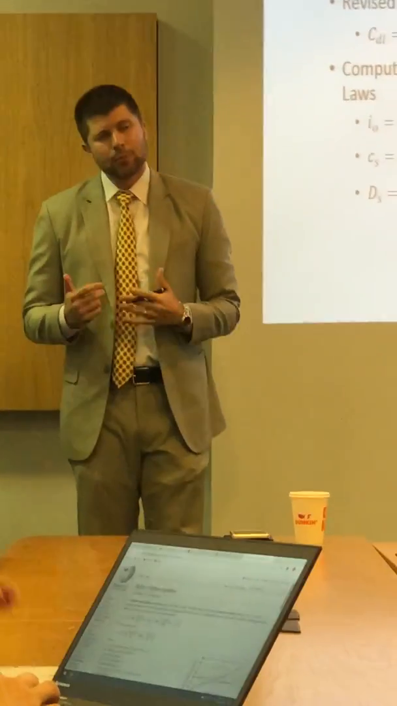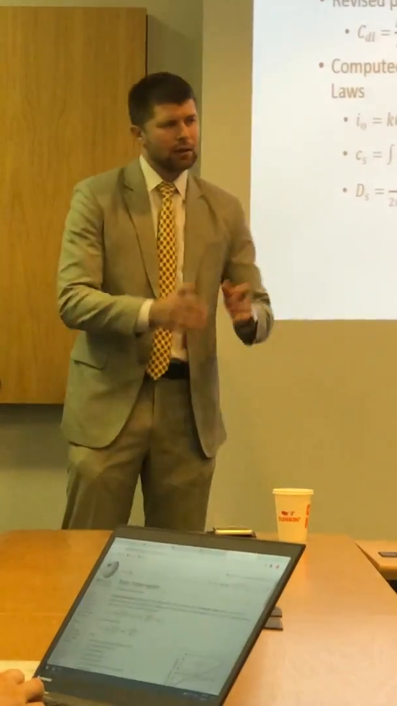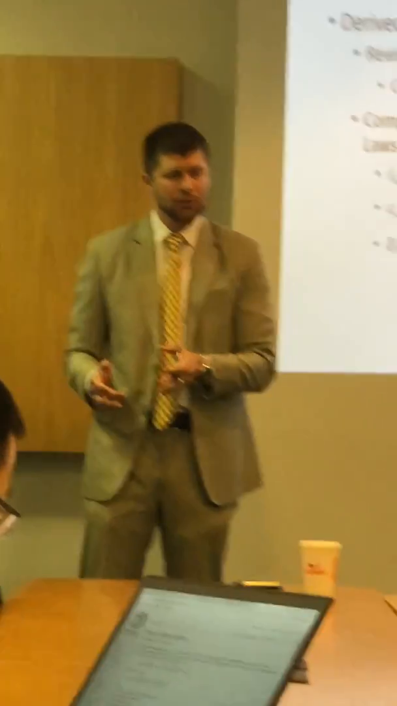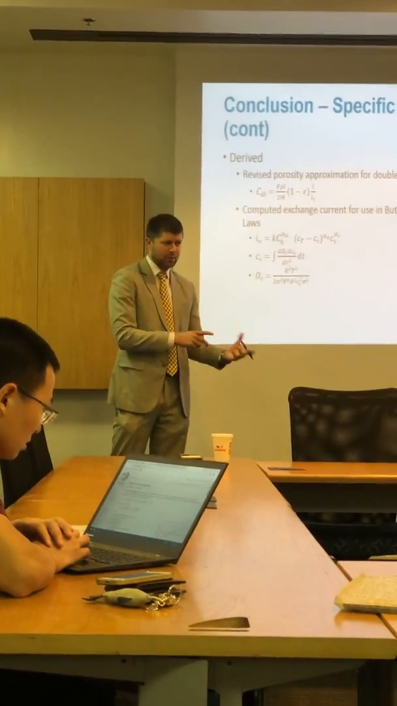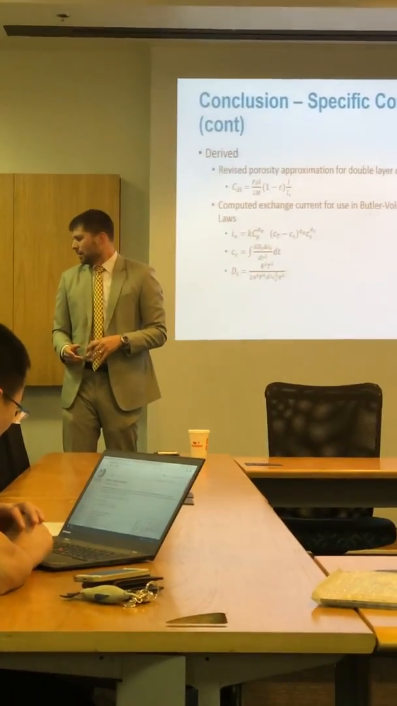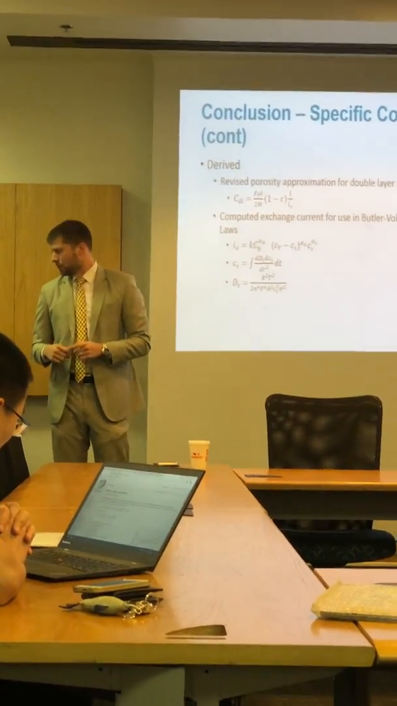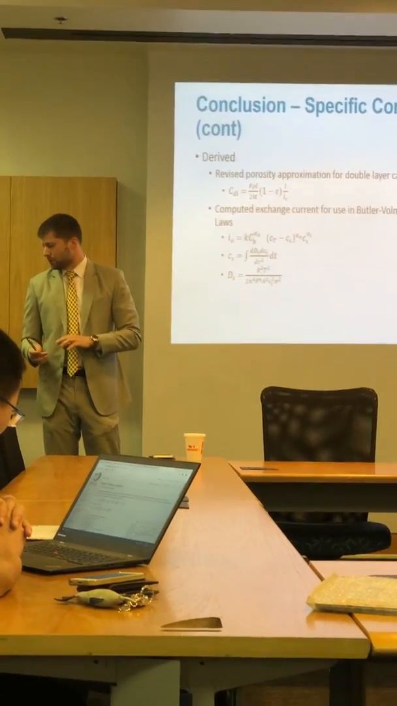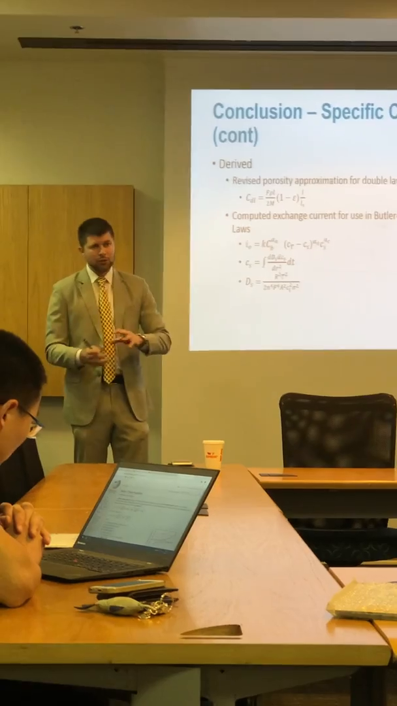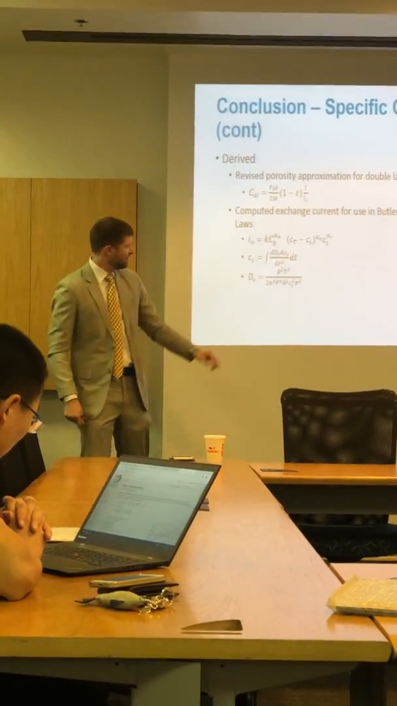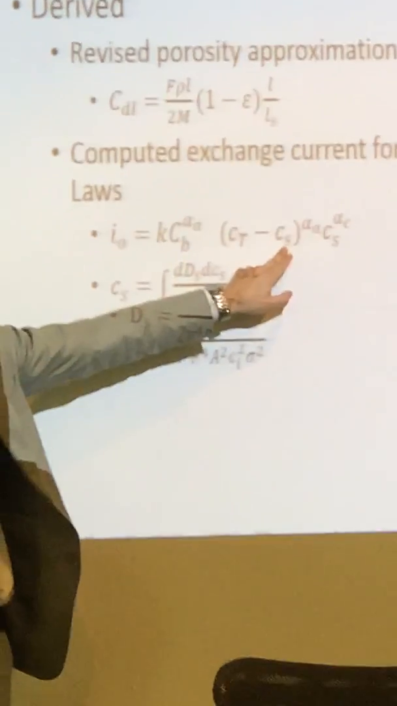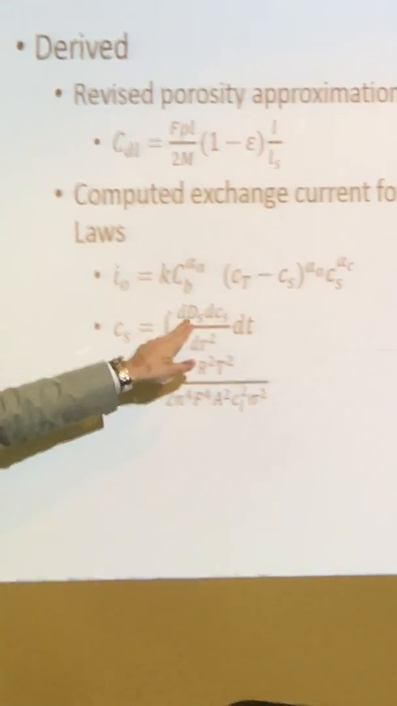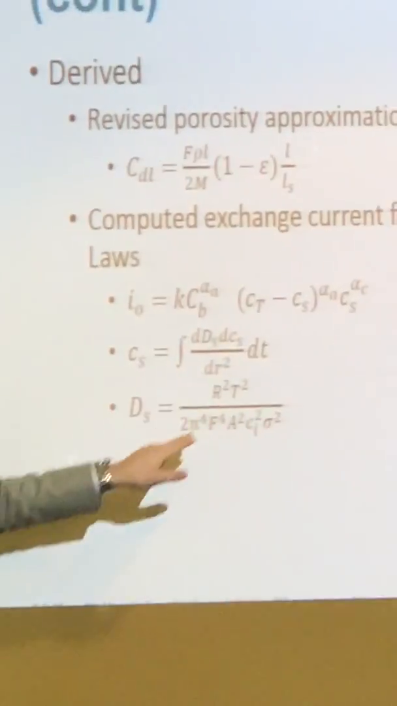I revised a porosity approximation for double layer capacitance. A lot of past studies looked at a macro and micro porosity. I had to adjust for essentially an absolute porosity because of the information I had available of the materials we're using in these devices. And I derived a way to manipulate Fick's laws to be used in the Butler-Volmer equation. Specifically, this equation for exchange current, that is a function of the amount of material intercalated into the electrode, which is a function of the diffusion coefficient.